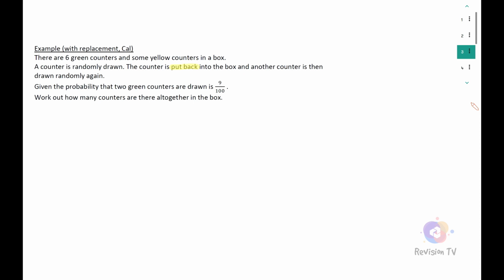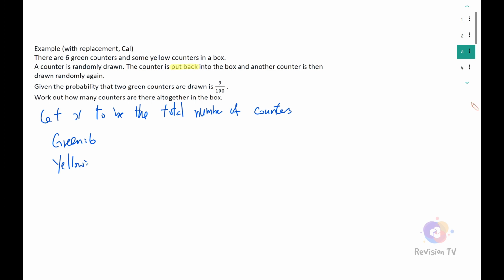This time we're not told about the total. So what we can do is, first of all, we let x be the total number of counters. Now, what we know is there are 6 green, and so the yellow will be x minus 6. Now, quite important to write this down because it helps you to visualize, to think about one less thing when it comes to doing the tree diagram.